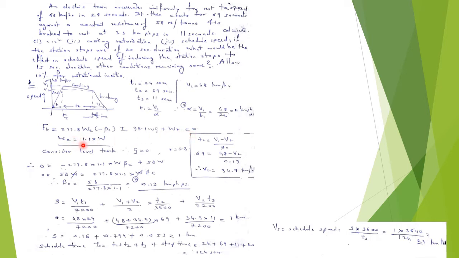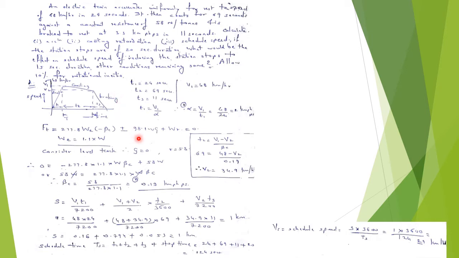Now the accelerating weight is equal to 1.1 into W here, because you can see in the numerical it's given that you have to consider 10% as rotational inertia. So if I consider 10% as rotational inertia, then the accelerating weight We becomes equal to 1.1 into W. So putting down all the values in this equation, tractive effort equal to 0, so minus 277.8 into 1.1 into W beta c plus. Now there is nothing given here in this numerical whether the train is moving up the gradient or down the gradient. So we are assuming here that the train is moving on a level track.